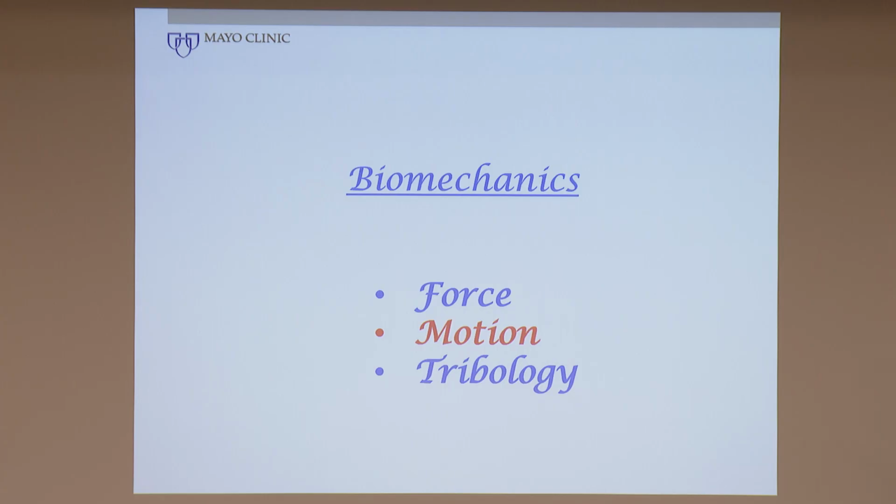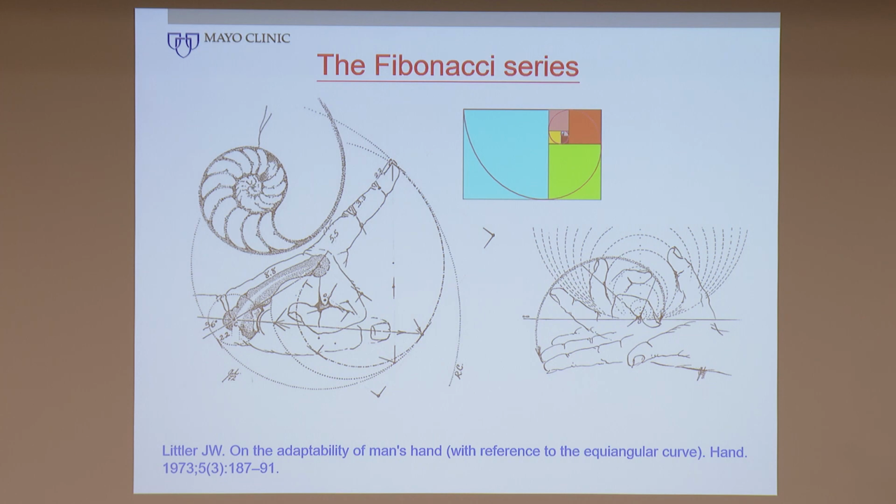Let me just quickly move into motion. Of course, this is a famous slide. The finger joint ratios in fact follow the Fibonacci sequence. In other words, this number plus this number is equal to this number, and this number plus this number is equal to this number. That's why, if you look at the fingertip movement, it follows the golden ratio.